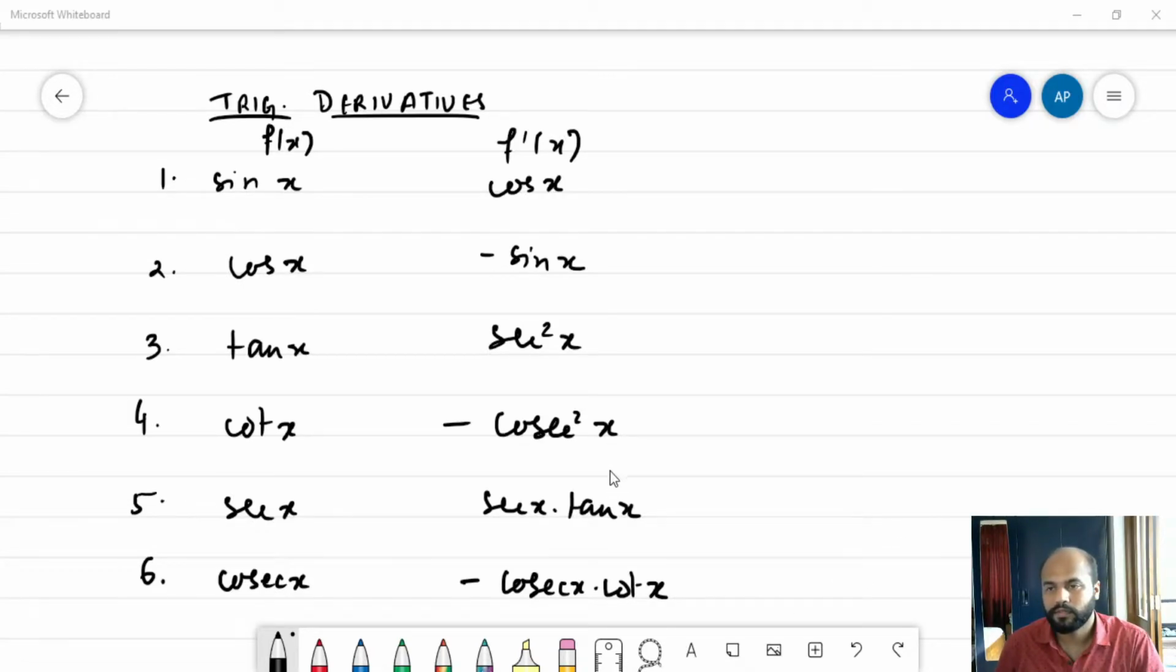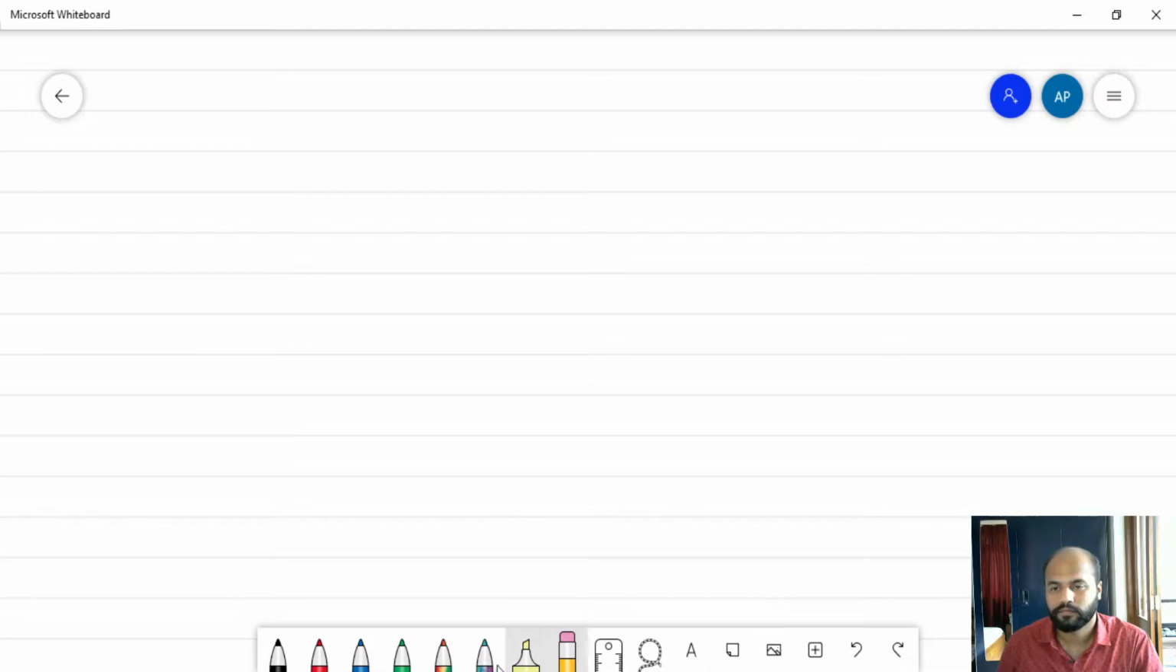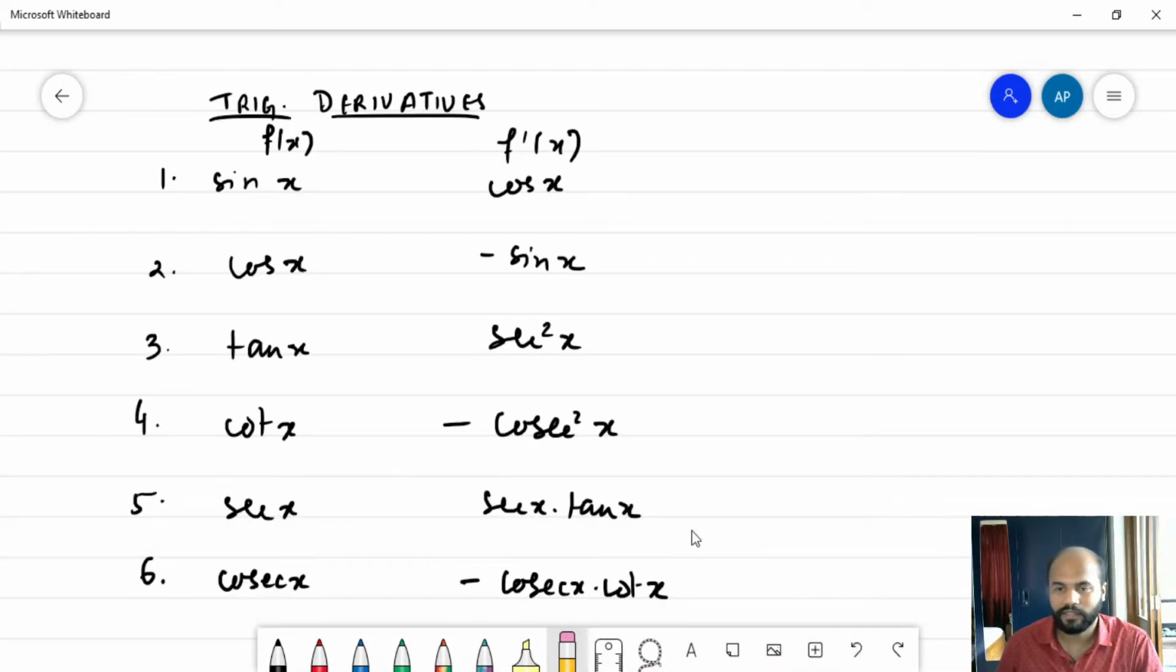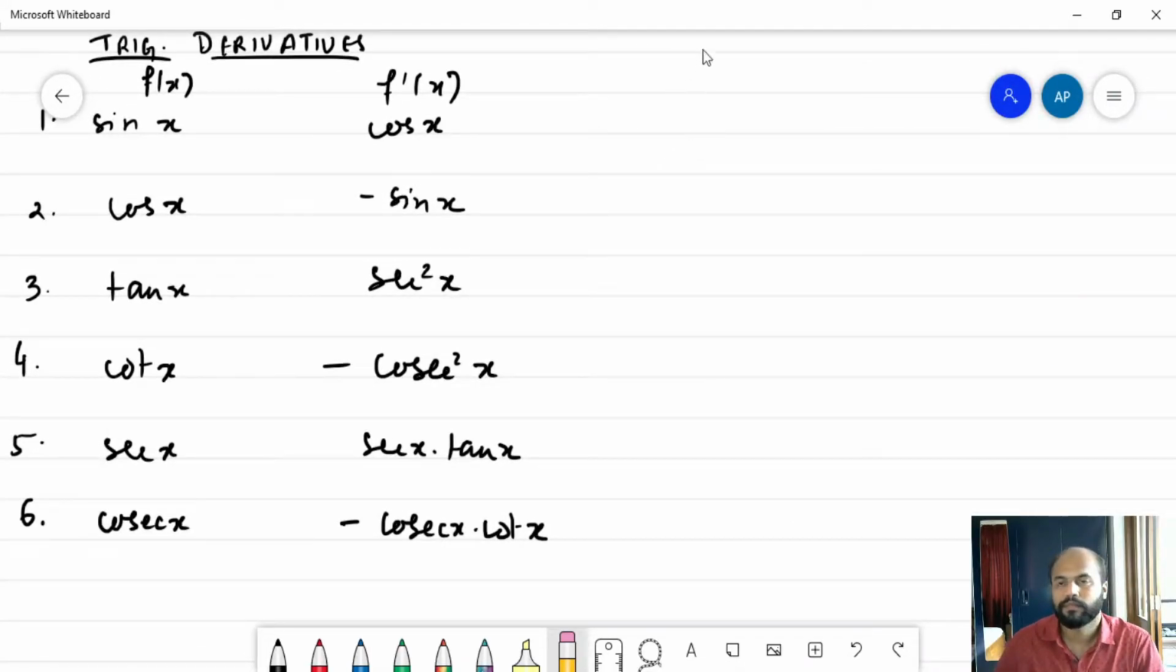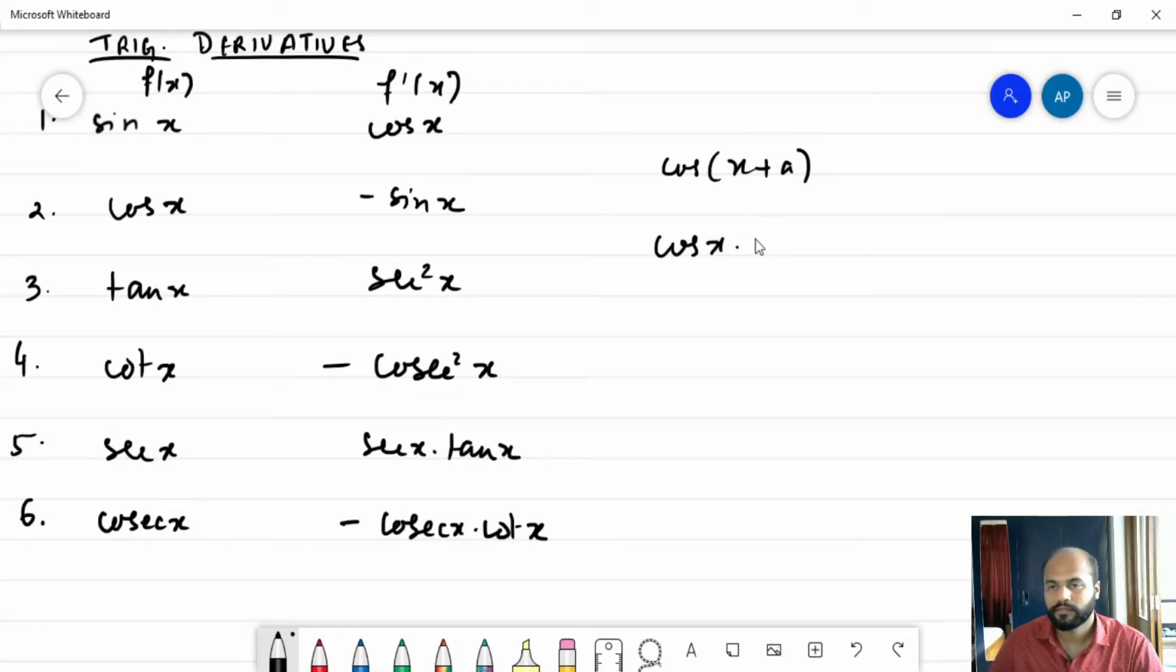Now let's take up some examples based on trigonometric functions and try to evaluate their derivatives. So let me just keep this at the side so that we can refer to it time and again. The first function that comes is cos of x plus a. Now this is the function that is given. So obviously we'll have to expand it first. So cos x cos a minus sin x sin a.